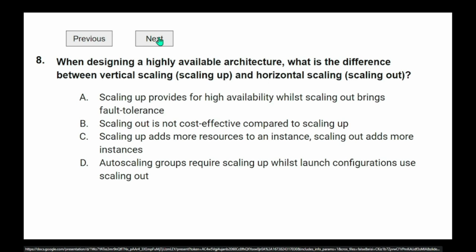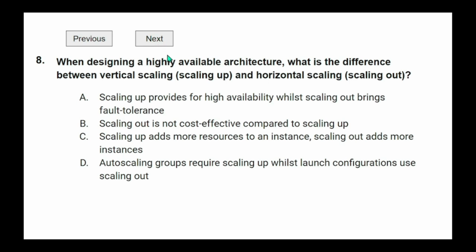Question 8. When designing a highly available architecture, what is the difference between vertical scaling or scaling up and horizontal scaling or scaling out? Option A, scaling up provides for high availability, while scaling out brings fault tolerance. Option B, scaling out is not cost effective compared to scaling up. Well, that doesn't make sense.